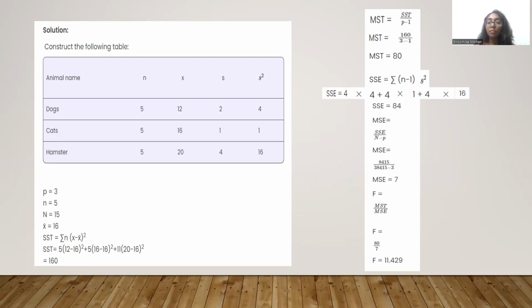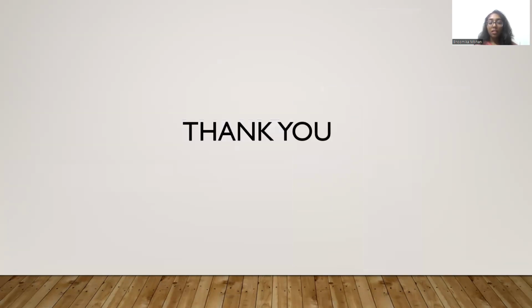MST equal to SST by P minus 1, MST equal to 80. SSE equal to summation (n minus 1) times s squared, that is SSE equal to 84. MSE equal to SSE by N minus P, where SSE is 84, so 84 by 15 minus 3. That gives MSE equal to 7. F equal to MST by MSE, where MST is 80 and MSE equal to 7. That gives F equal to 11.429.